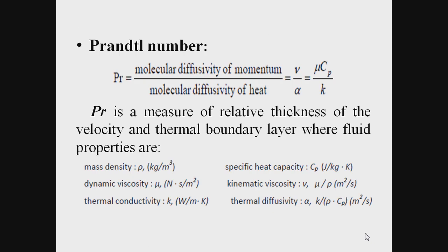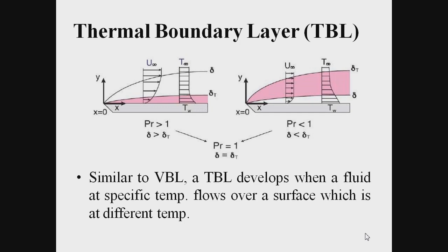Now Prandtl number, it is the ratio of molecular diffusivity of momentum to the molecular diffusivity of heat. Means it is a measure of relative thickness of the velocity and thermal boundary layer, where fluid properties are mass density rho, dynamic viscosity mu, thermal conductivity k, specific heat Cp, kinematic viscosity nu, and thermal diffusivity alpha.